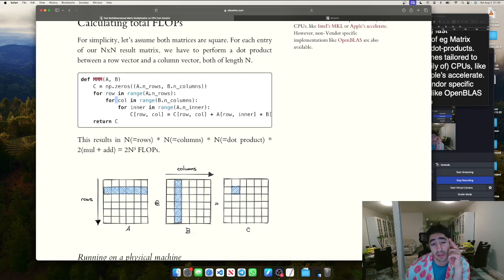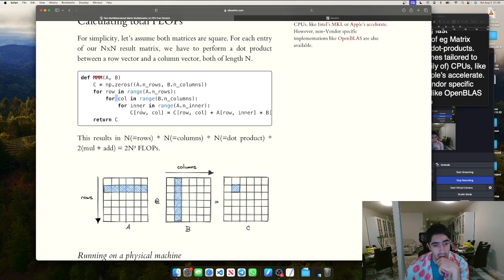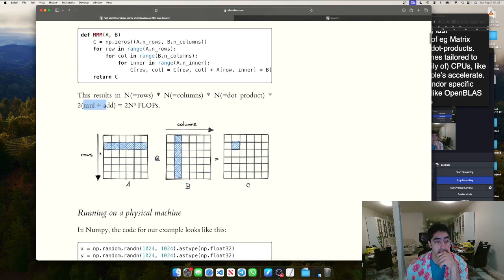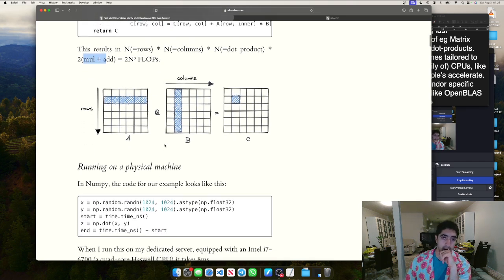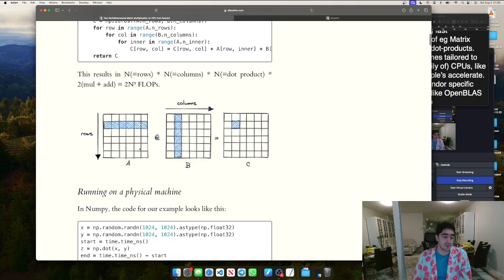For row in range n rows, for column, for inner. Okay, he's basically multiplying now. It's not dot product in there. The result is n rows, n columns, n dot product. Oh, okay. That's the time complexity that he's giving us. 2 multiply plus. Is he explaining it? Because you multiply, then you add it up. Sure. You have 2 and yeah, makes sense.